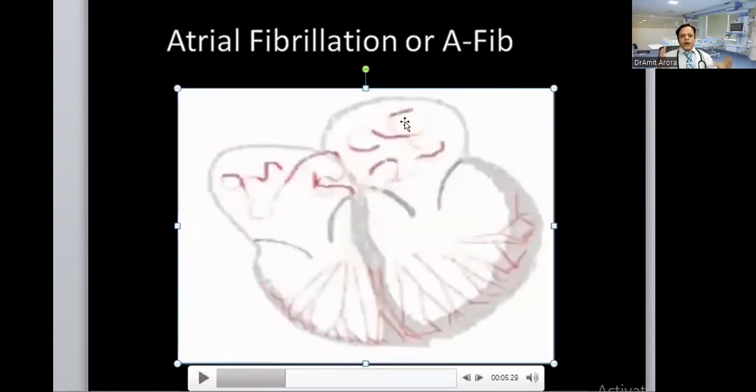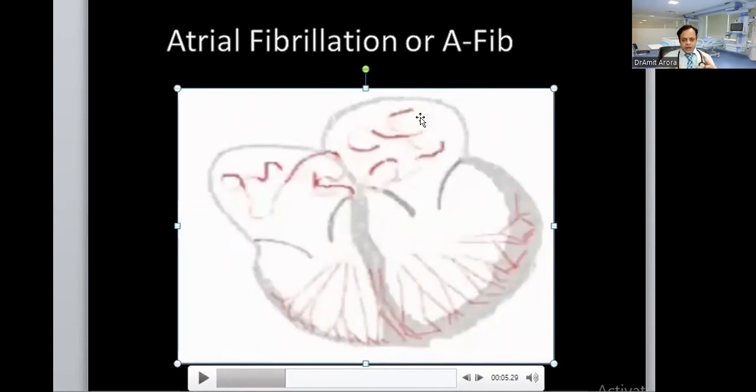Now look, what's happening in atrial fibrillation. Previously, we know that the SA node fires and there is a normal conduction. But here, a lot of foci start firing due to some pathology. As you can see here, a lot of foci started firing, and the normal sinus impulse is not getting inhibited.